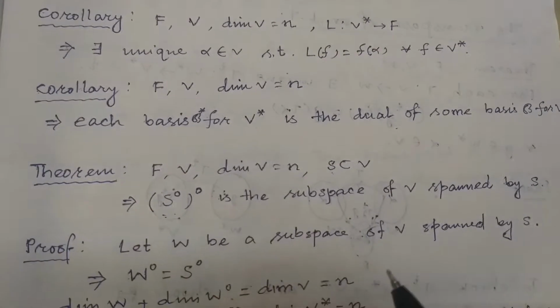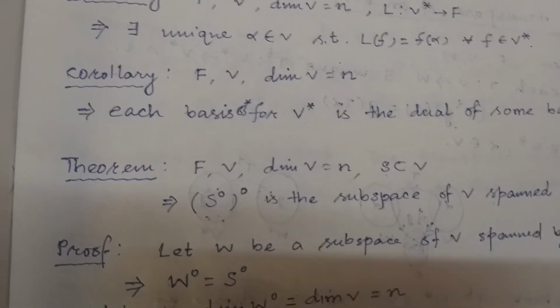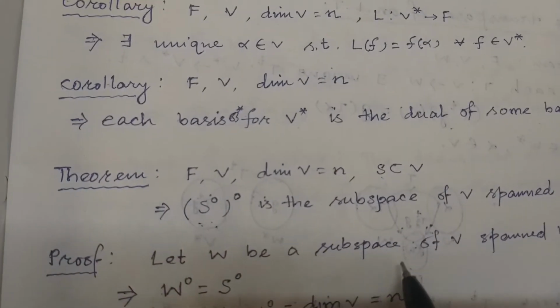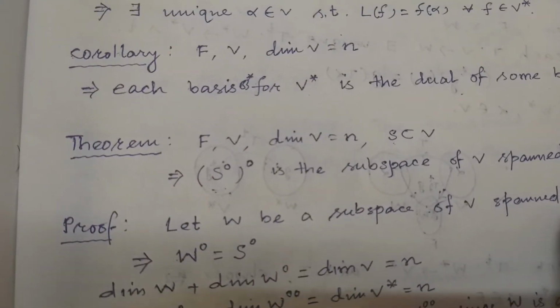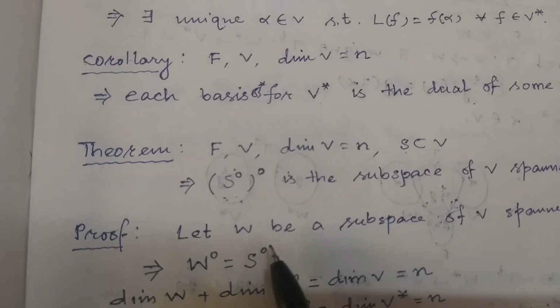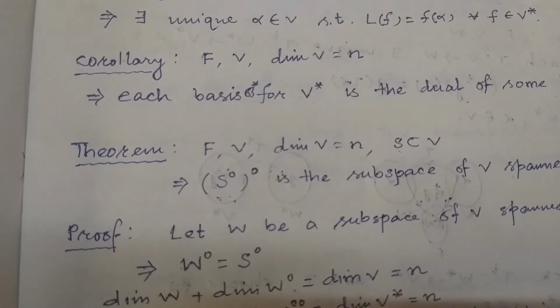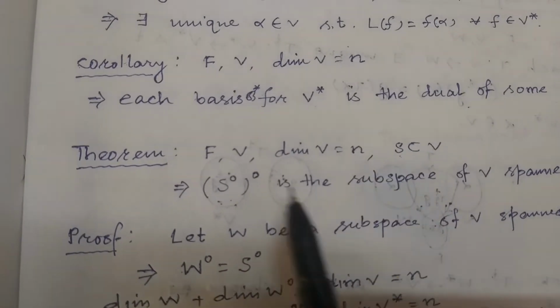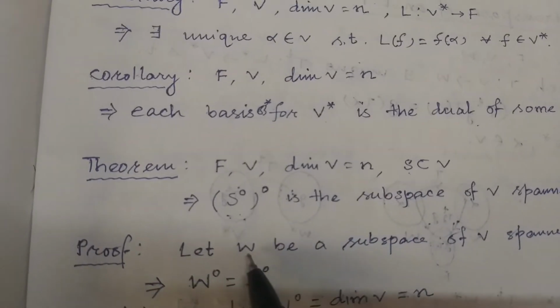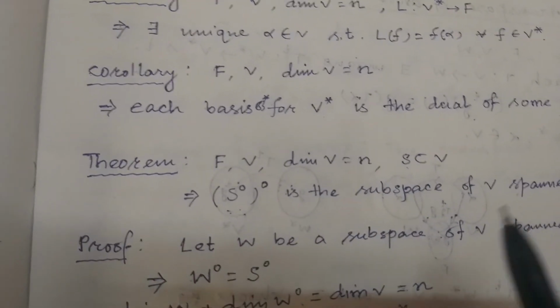So let W be a subspace of V spanned by S. We are taking W to be the subspace spanned by the elements of S. Our target is to prove W equal to S naught whole naught.